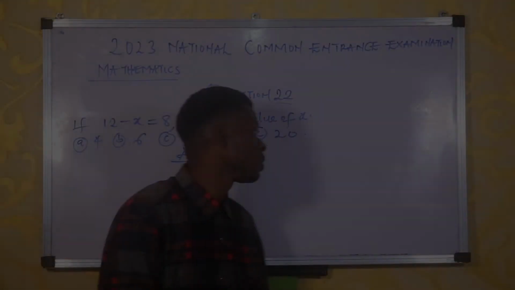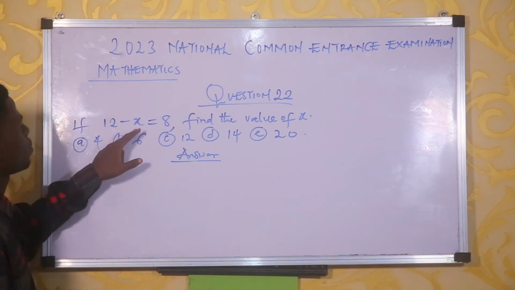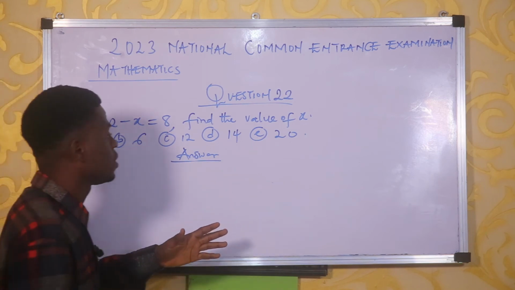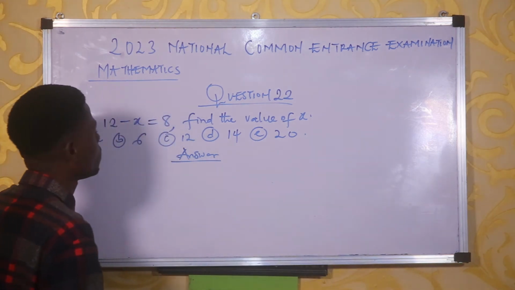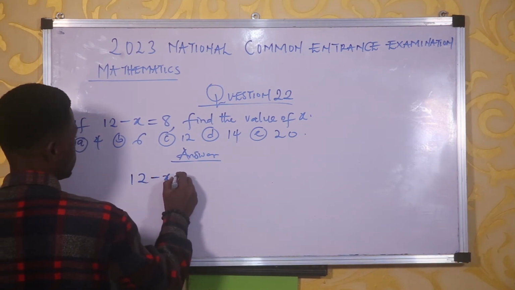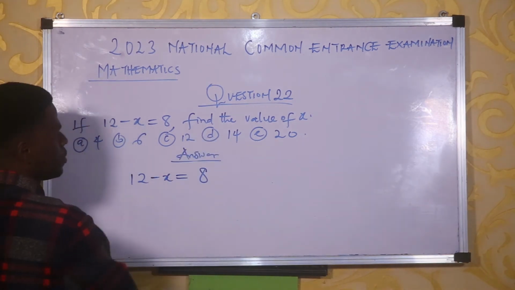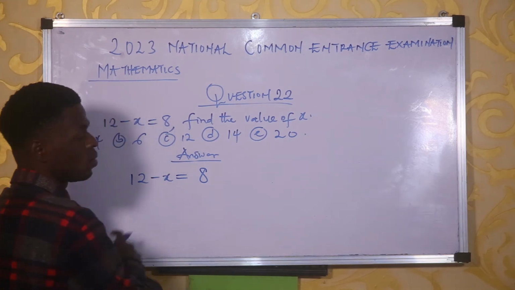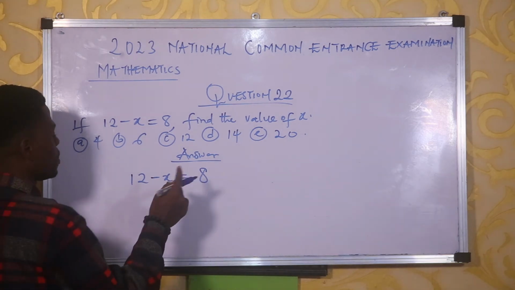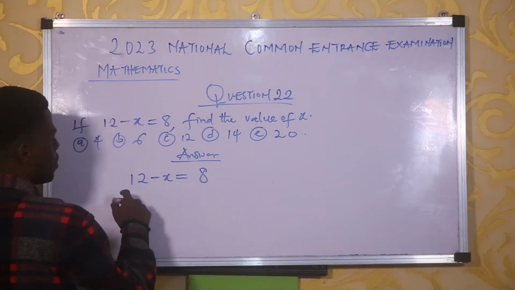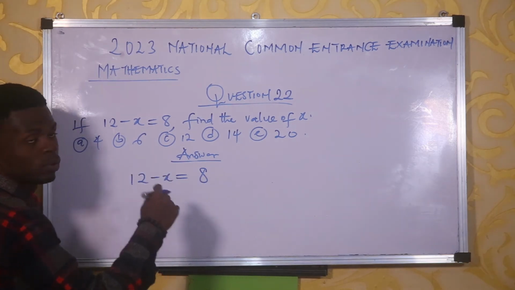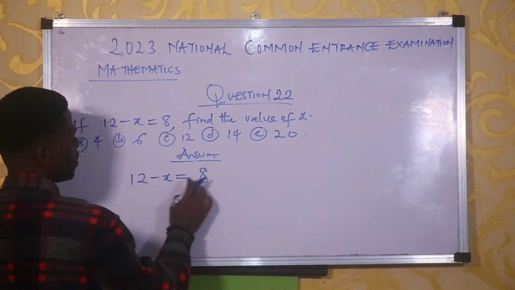Yeah, question 22 says find the value of x if 12 minus x is equal to 8. So we have to find the value of x. So now let's put it, 12 minus x equals 8. We want to look for the value of x here. These 12 and minus x are not like terms. So what are we going to do? We are going to subtract 12 from both sides, from this side and from this side.